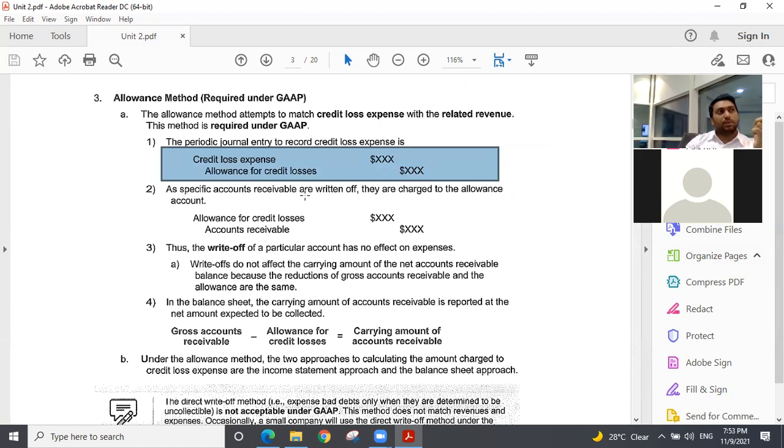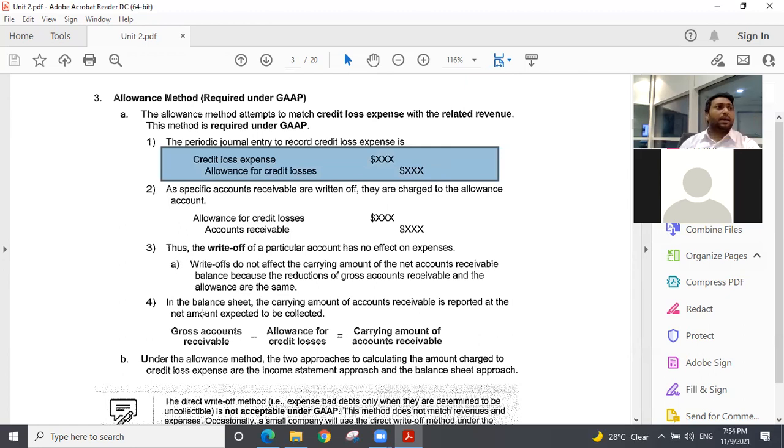Now you have an allowance method. So whatever write-off you are doing, it will not affect your income statement. Clear? Allowance for credit losses will be affected. Thus the write-off of a particular amount has no effect on expenses. A write-off does not affect the carrying amount of the net accounts receivable balance because the reduction of gross accounts receivable and the allowance are the same. Clear? It doesn't affect your balance sheet either.